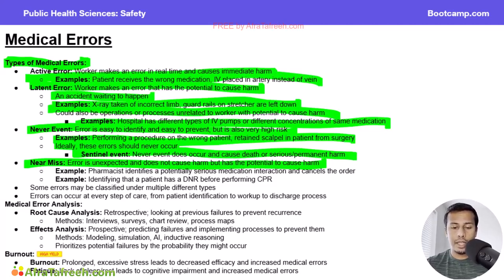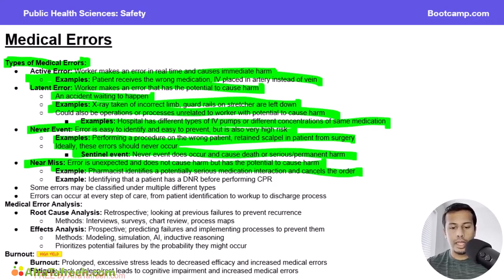An example of this is a pharmacist identifies a potentially serious medication interaction and cancels an order. So as the physician, sometimes we order medications, we're not looking through the entire medication list of a patient, we might miss something, but the pharmacist, that's their job, they're going to double check. So they might find an error, a serious interaction that could cause harm, and they're going to discontinue that medication. So fortunately it didn't happen, it was a near miss. It would almost happen, but there was a fail-safe to prevent it from happening.